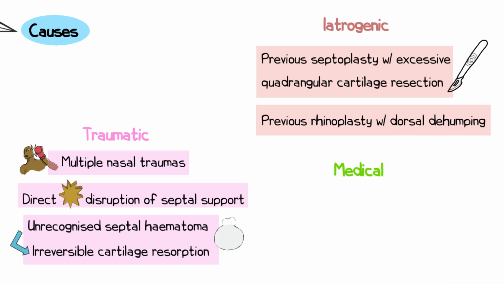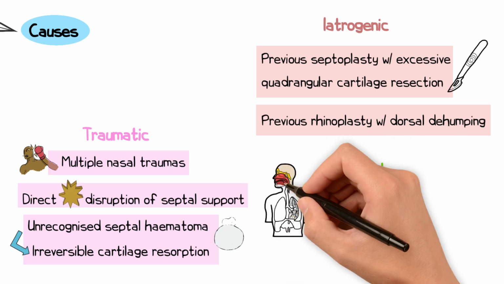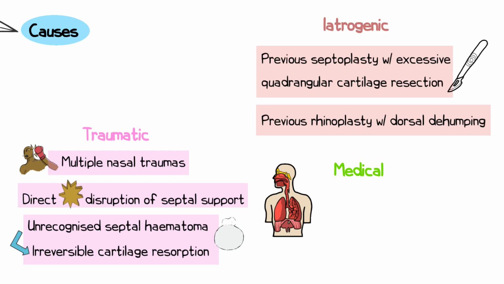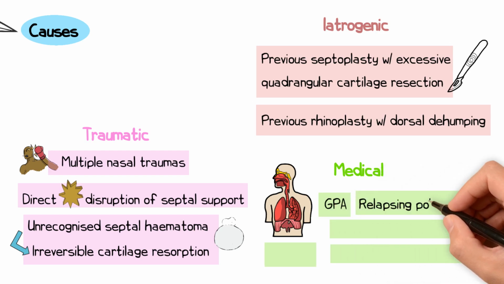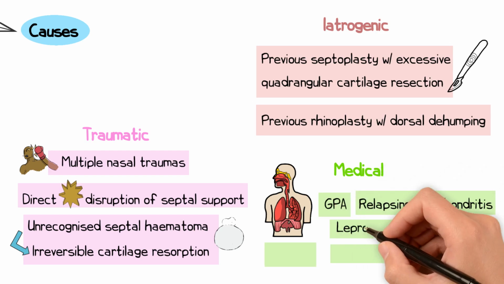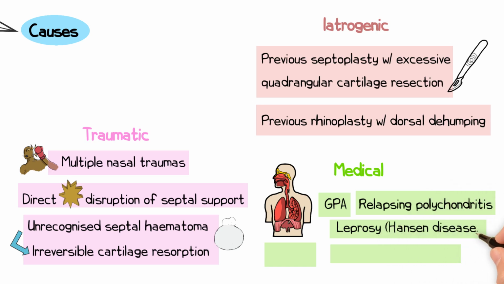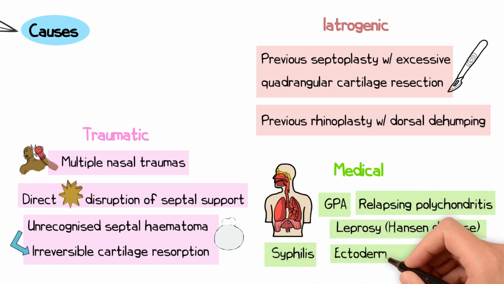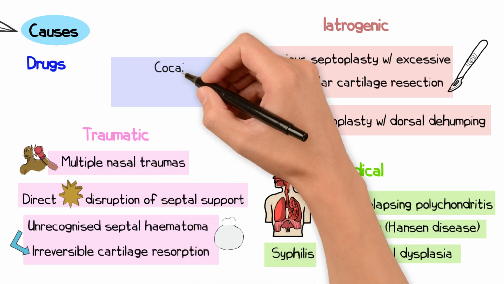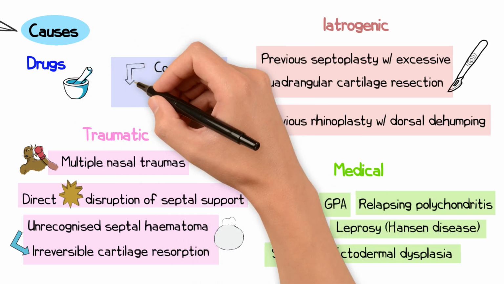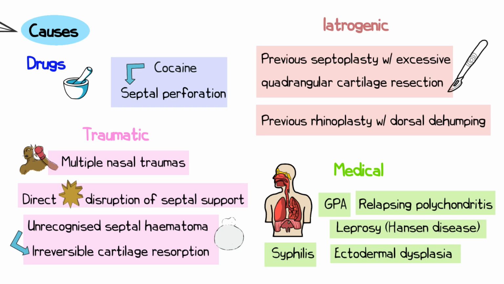Various medical causes can also cause a saddle nose deformity, and these include GPA, relapsing polychondritis, leprosy or Hansen disease, syphilis, and ectodermal dysplasia. It is worth noting that cocaine is also a very common cause of a septal perforation, which in turn can lead to a saddle nose deformity.